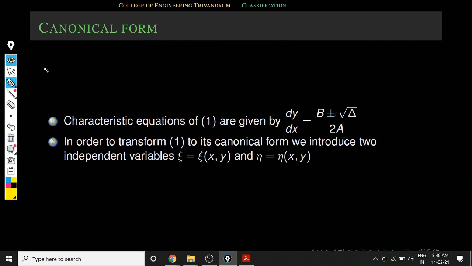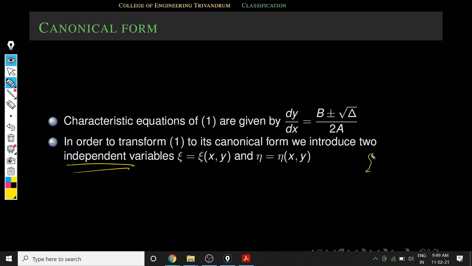Okay. So anyway, suppose there are two transformations psi and eta. They are functions of x and y. One interesting thing is these two transformations should be independent. Independent means one of them is not a multiple of the other. That's all. One of them is not a scalar multiple of the other.